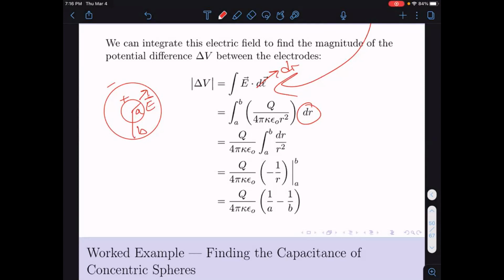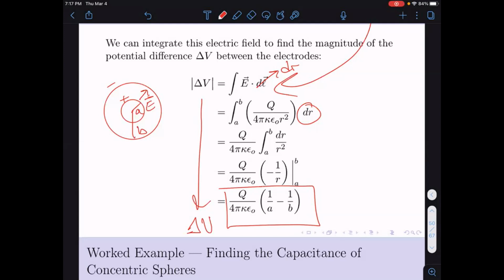So I'll go through the calculus, and that's totally fine because you all have a calculator anyway, so really it shouldn't be too big of a deal. But I will end up solving for a delta V expression that looks like this, for concentric spheres: Q over 4 pi K epsilon naught times 1 over a minus 1 over b.